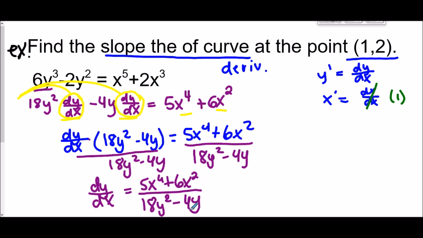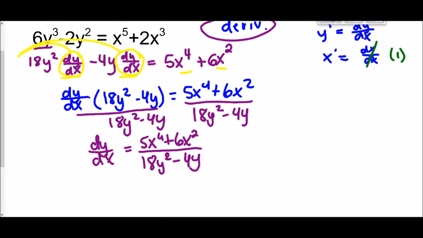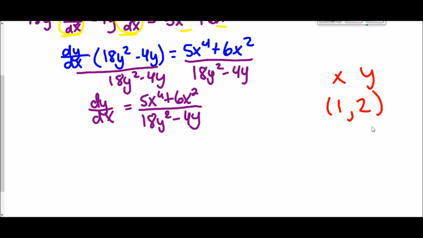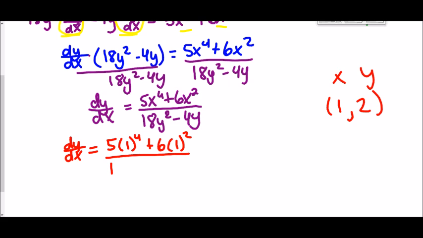Whew. Okay, so that's our derivative, but remember it says at the point, so we need to plug that in. So when we have a point, we have the point (1, 2). So our x value is 1 and our y value is 2, and that's what we're going to plug in. So now dy/dx is going to equal 5 times 1 to the fourth plus 6 times 1 squared over 18 times 2 squared minus 4 times 2.